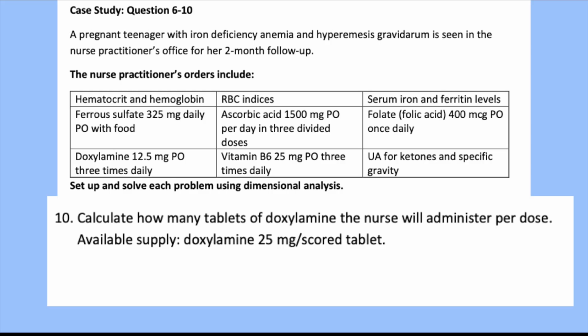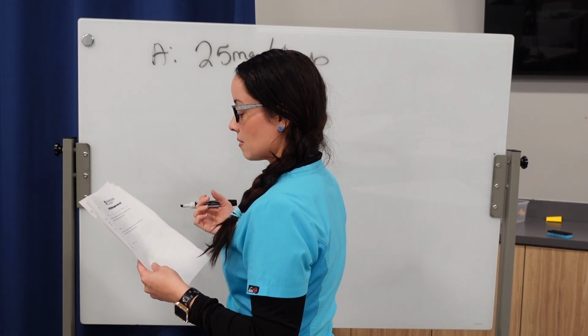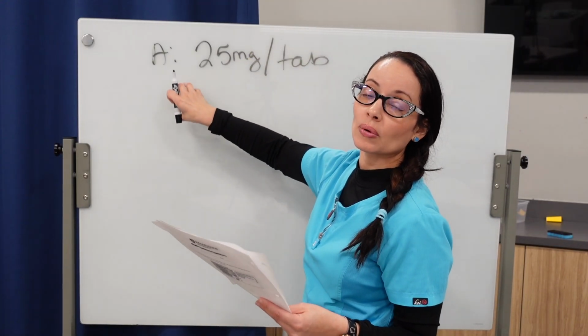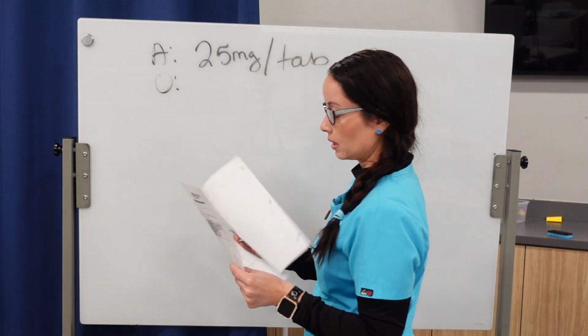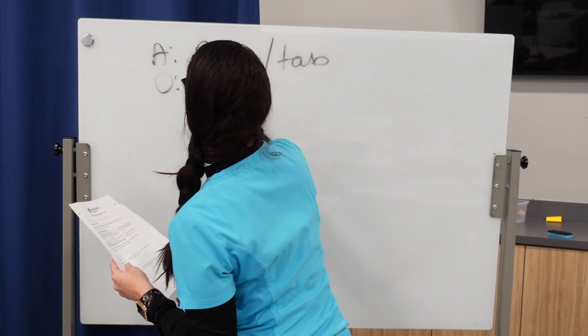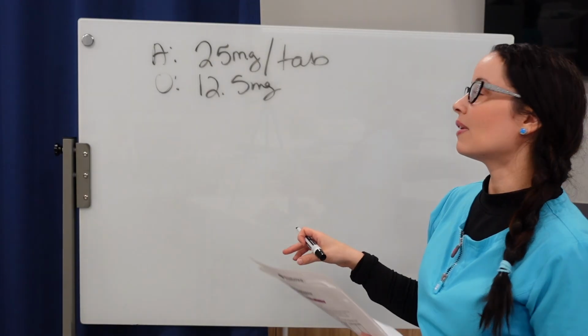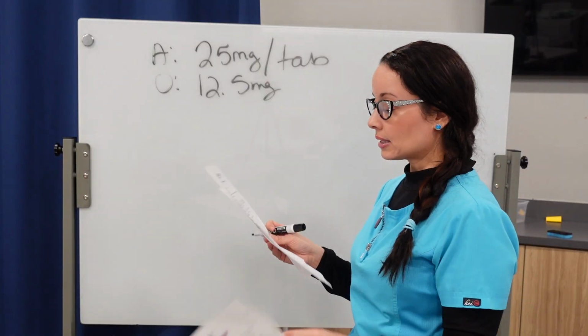The last problem, the available, is doxylamine, 25 milligrams per tab. And that's why they make a point of saying it's scored, so that you know you're going to split it. I'm not writing the name of the medication just for time purposes, but it's a good idea to write the name of the medication so you don't get confused. And then the order, on the case study, is 12.5 milligrams. Again, you can just eyeball this and say, well, 12.5 plus 12.5 equals 25 milligrams. So this is going to be another half tab answer, but let's work it out.